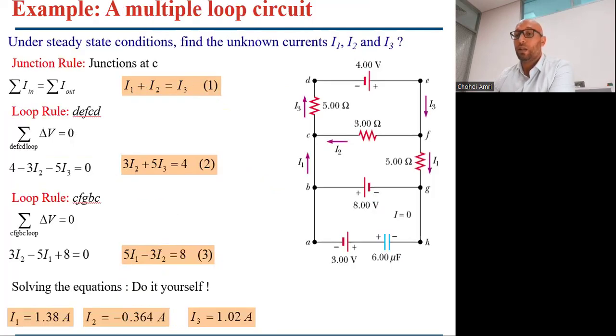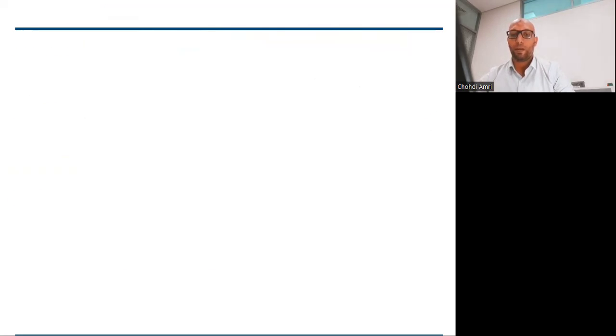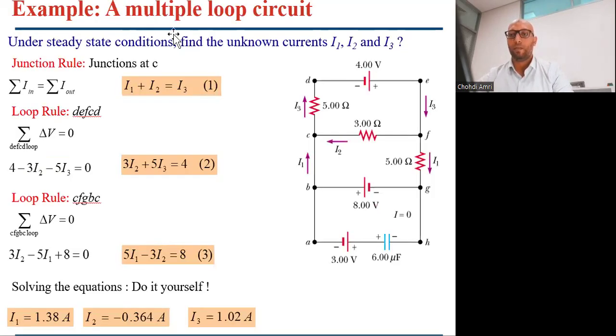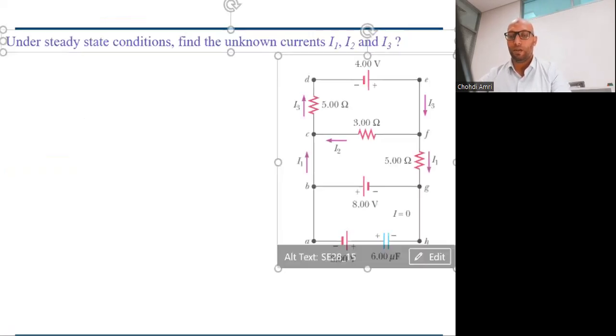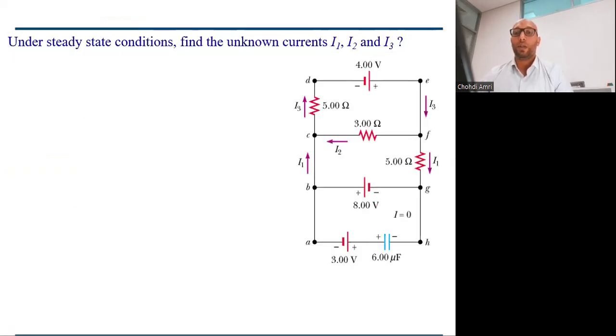Now we will treat another example. Under steady state conditions, find the unknown currents I1, I2, and I3. Very good. As usual, let's try to do the example step by step. The first step, as you know, is the drawing of the circuit diagram.